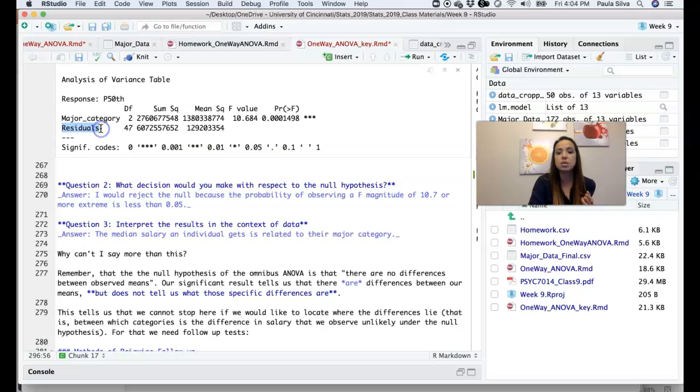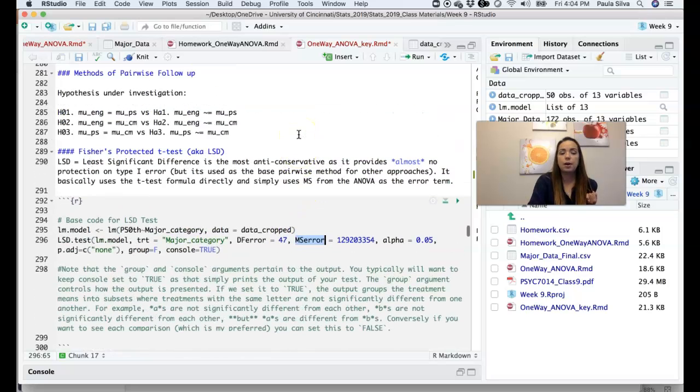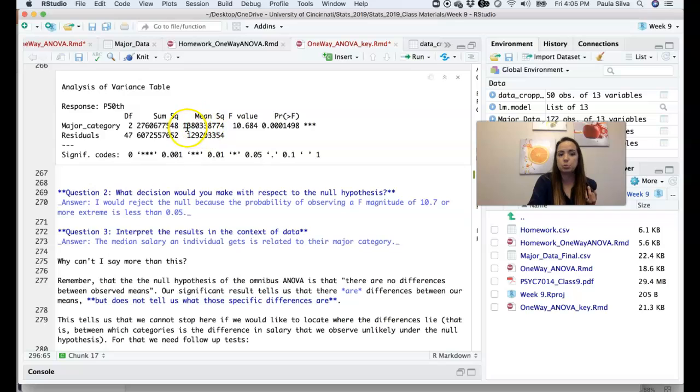Remember, the residuals are the error, what variance is left over and unexplained, that's your error, and that's 47 degrees of freedom. And then you need the MS error, which you get from the ANOVA table. That's really just the only difference between this and the t-test, is that it uses this mean square error, but not of the major category, of the error. Remember, we're using this for the denominator.